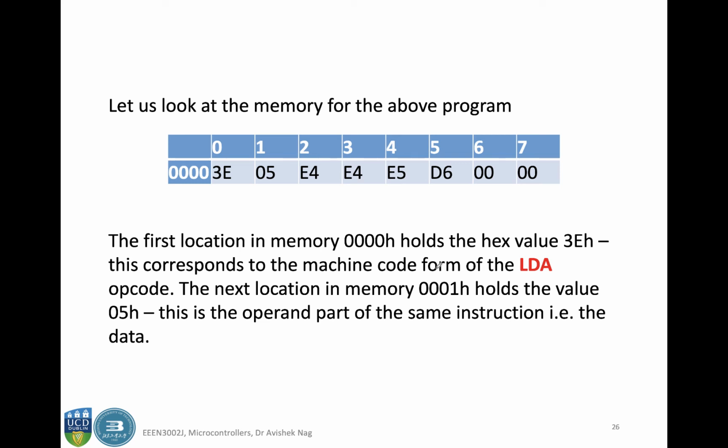So the first location in memory holds the hex value 3EH. This corresponds to the machine code form of the load A. Now notice how the memory is organized when you have a code to run. The first line of the code starts from the memory location 0000. So we have to read from this side to this side, as I said. So 0000, the first location of the memory, is now containing the first line of the code.